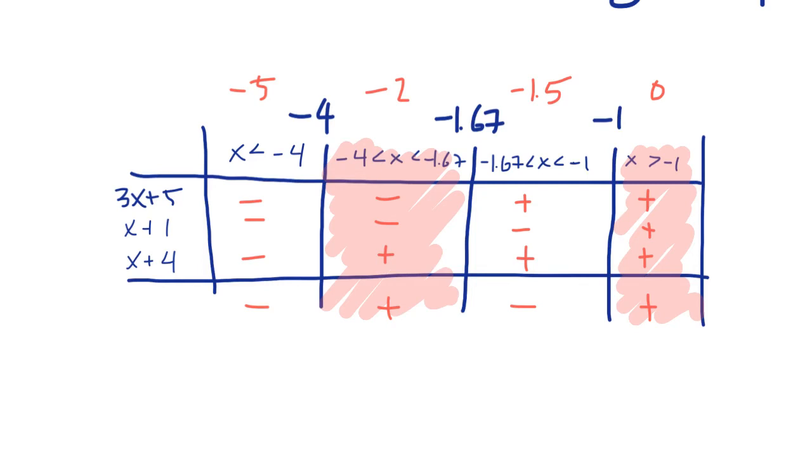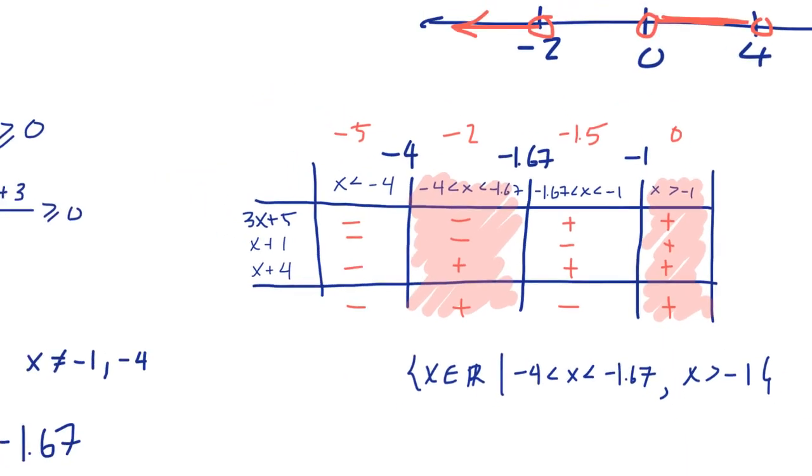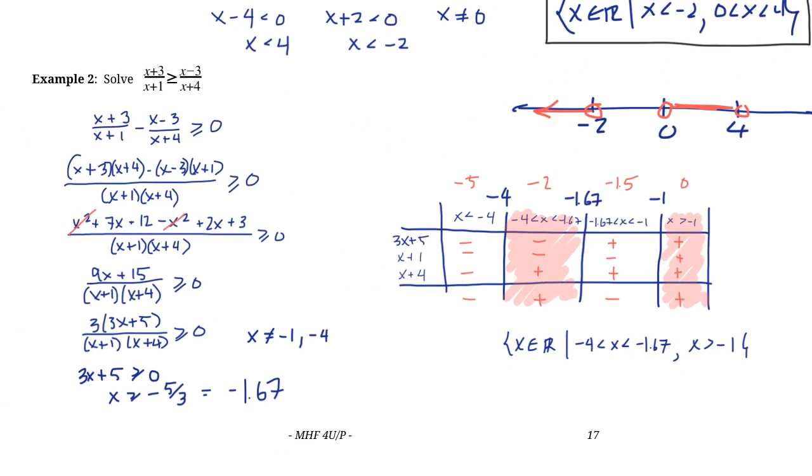So if we had to write out our solution to this problem, in set notation, oops, I should use a pen. In set notation, I would do x is an element of real numbers such that x is between -4 and -1.67, and also x is greater than -1. Do you see any issues with this? Well, let's look for a second at our problem again.